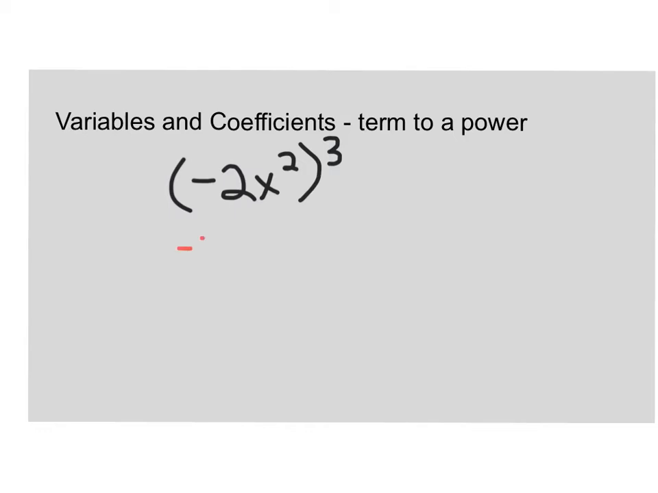This means basically we have negative 2x squared times negative 2x squared times negative 2x squared. Now, you wouldn't have to draw this all out, but I'm just showing you. This is what negative 2x squared to the third means. We're multiplying this times itself 3 times. So this 3 applies to the negative 2, and it applies to the x squared. The 3 applies to everything inside the parentheses.